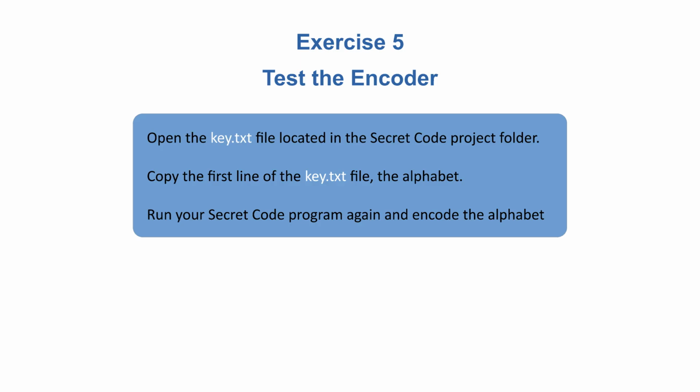Exercise 5. Test the encoder. Open the key.txt file located in the secret code project folder. Hint: all your project folders should be in your Eclipse workspace folder. Then copy the first line of the key.txt file, the alphabet. Next, run your secret code program again and encode the alphabet. Hint: paste the alphabet into the DIY window. If you wrote your secret code program correctly, it should encode your message identical to the second line of the key.txt file, the secret code key.